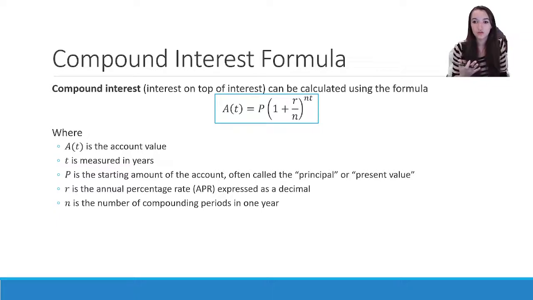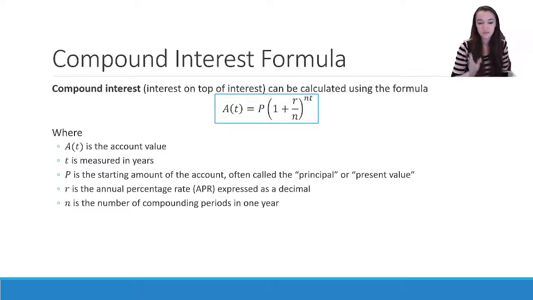The formula to calculate compound interest is given here. A of t equals P times (1 plus r over n) to the nt, where A of t is the account value, t is pretty much always going to be measured in years, and P is the starting amount in the account, often called the principal or present value. That's where the P comes from, but essentially it's the initial value in the account. R is the annual percentage rate, APR, which we express as a decimal, so it will be given to you as a percent. We will use the decimal form to plug into the equation. And then n is the number of compounding periods in 1 year.